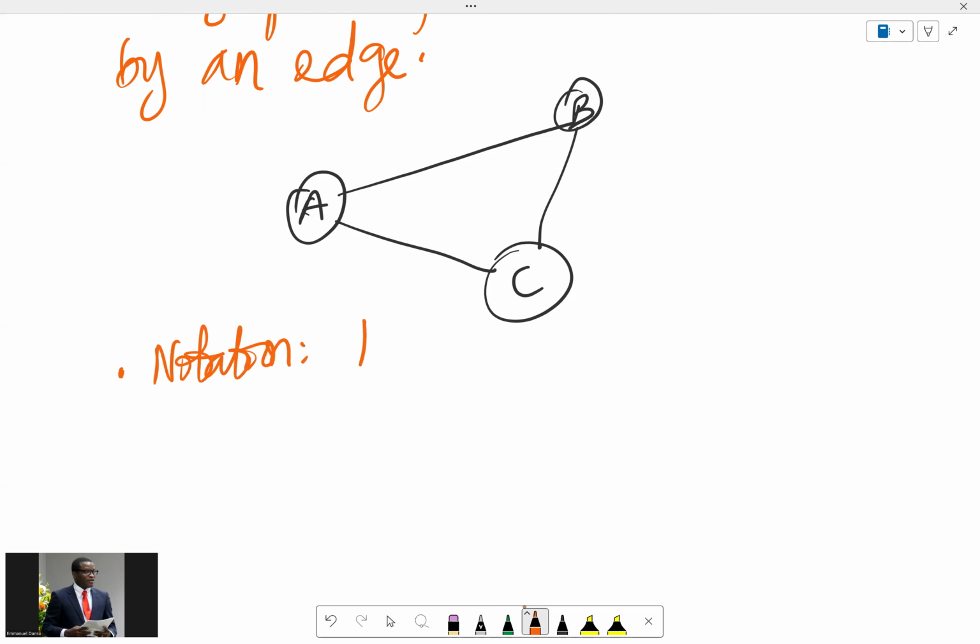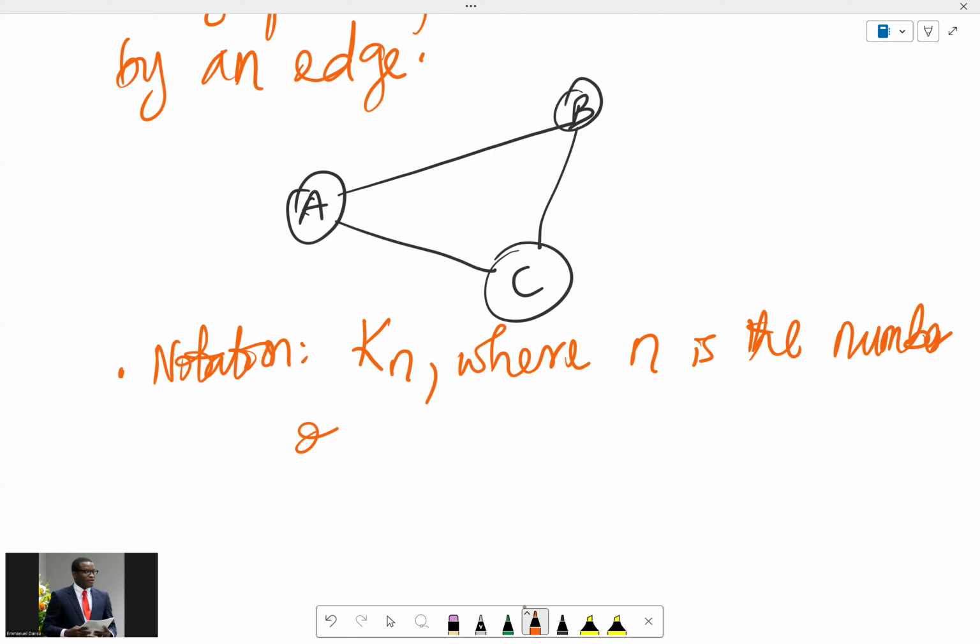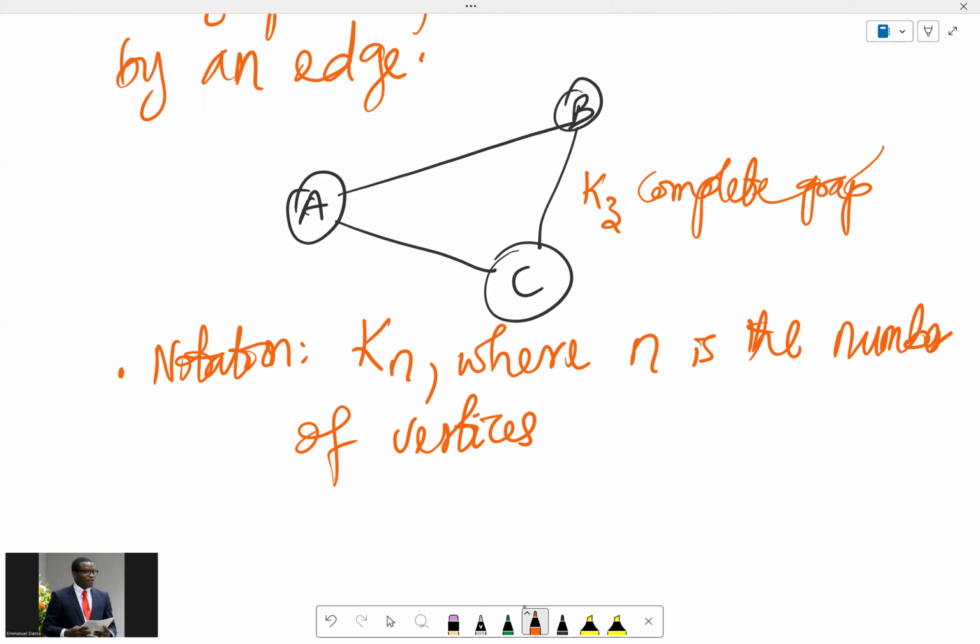The notation is Kn, where n is the number of vertices. So that means this is a K3 complete graph. This is a K3 complete graph because all the possible pairs of the three vertices are connected by an edge.